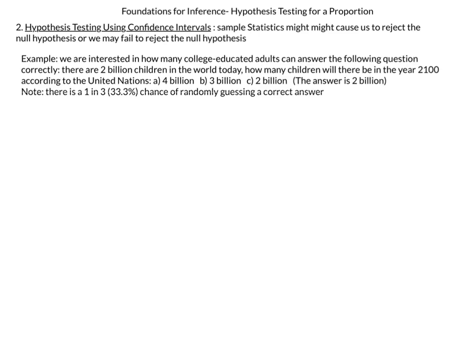We'll do another example. So now we're interested in how many college-educated adults can answer the following question correctly. There are 2 billion children in the world today. How many children will there be in the year 2100, according to the United Nations? A, 4 billion, B, 3 billion, C, 2 billion. The correct answer is 2 billion. It's always C, isn't it? But again, that's not the point. The point is how many adults can answer this question. And again, there's a 1 in 3 chance that if they guess, they'll guess a correct answer.